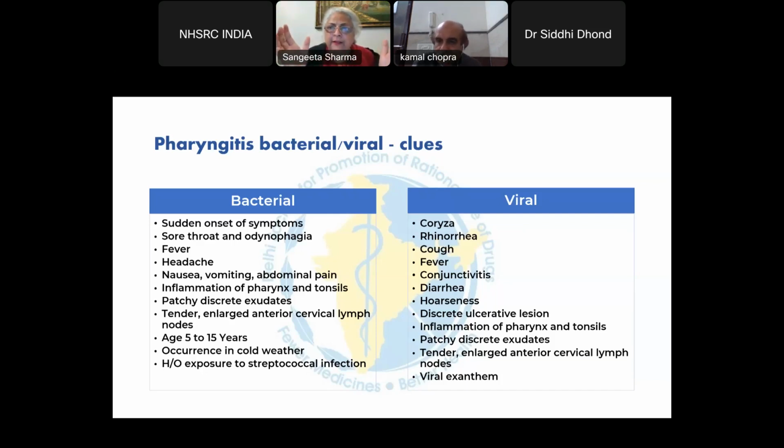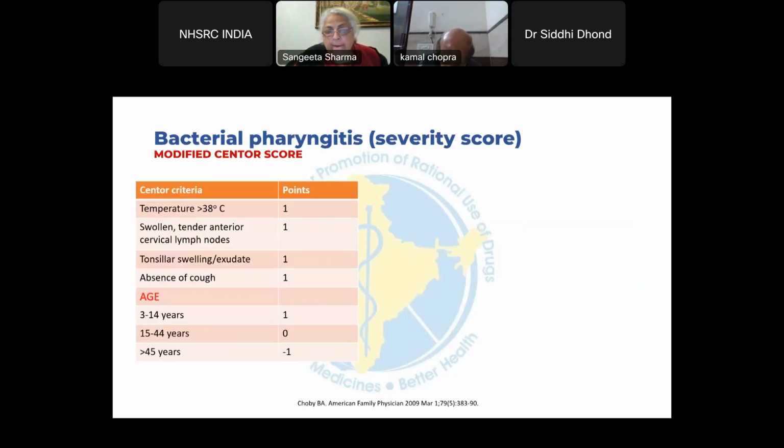I think we are living in an era where we are not laying enough emphasis on history taking and clinical examination. We think unless we do diagnostic tests, we will not be able to manage this. So these are some of the clues: whether there are exudates, whether tender lymph nodes are there or not. Young people would have streptococcal infections more. Occurrence would be more in cold weather, or with a history of exposure to streptococcal infection. All these would help you make out clinically whether this is bacterial or viral in nature.